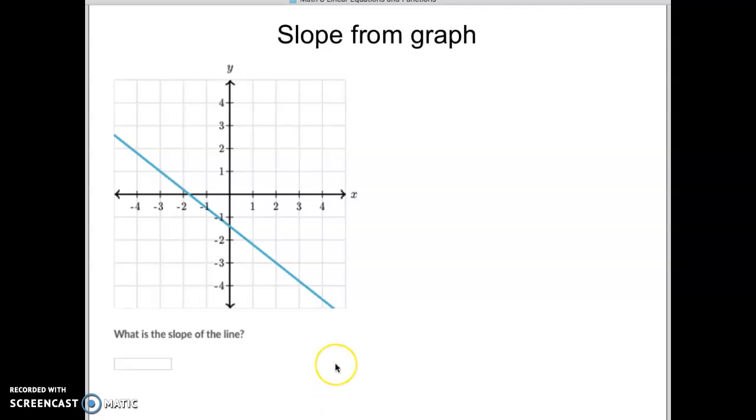Hey Math 8 students. So today we are doing slope from graph. So I think it's slope from graph. Maybe it's slope from a graph. I don't know. Either way, it's about that.